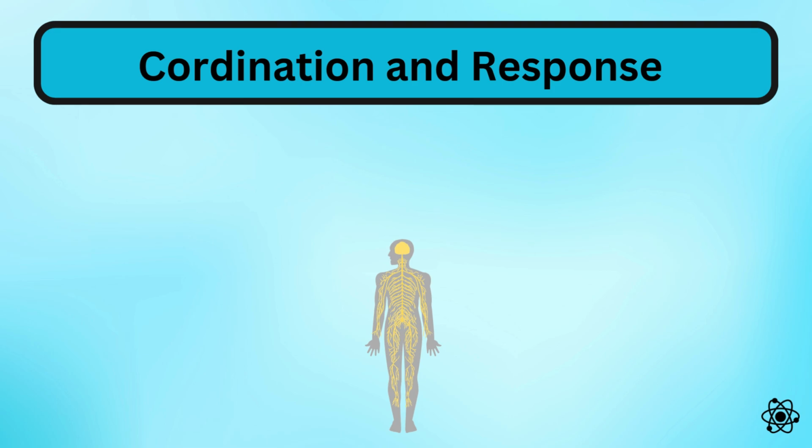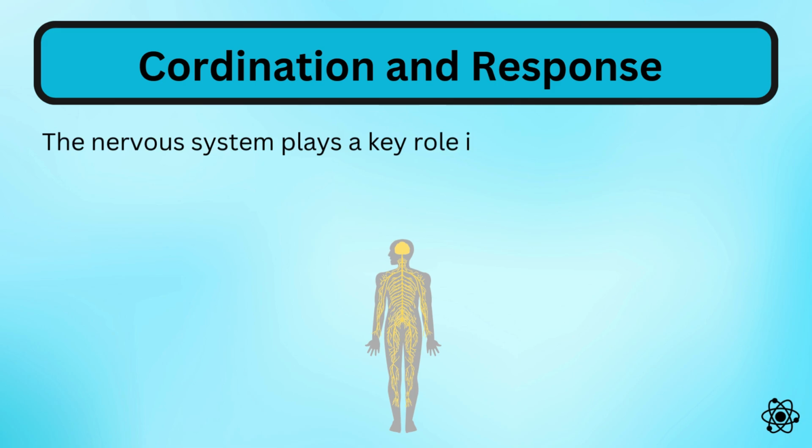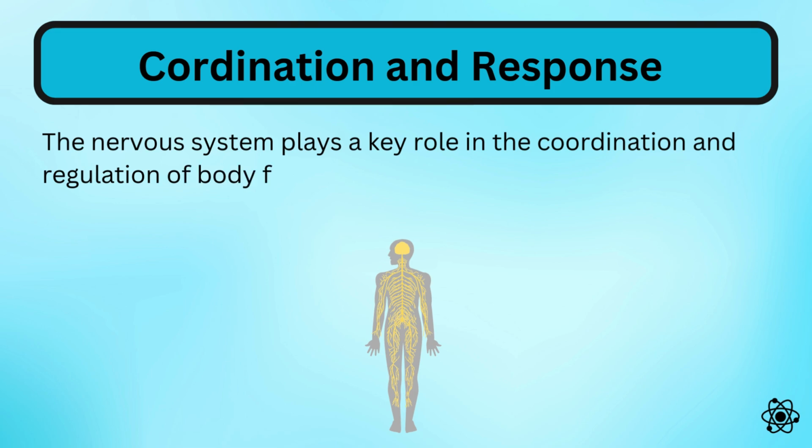Organisms require proper coordination between various organs and systems to work together to keep them alive. They have to be able to sense changes in the environment and respond to them appropriately. The nervous system plays a key role in the coordination and regulation of body functions. It is responsible for receiving and processing information from the environment and from within the body, and then generating appropriate responses to maintain homeostasis, or the stable internal environment of the body.